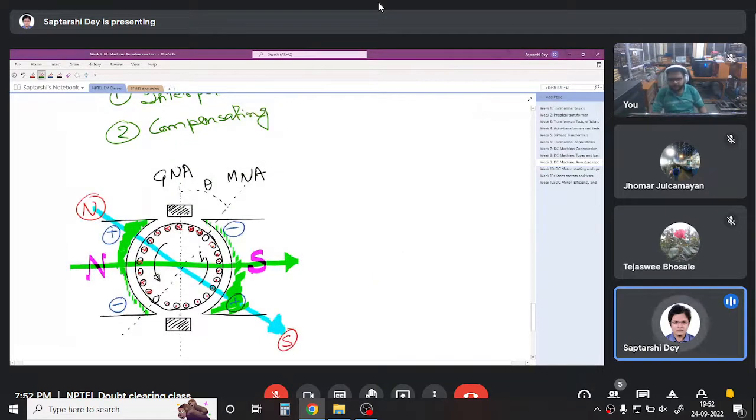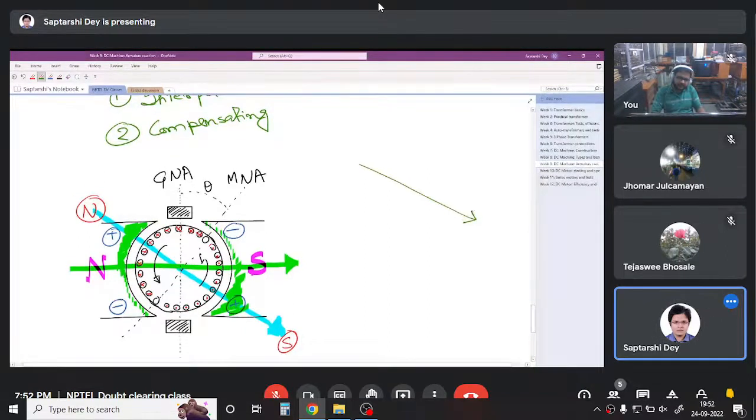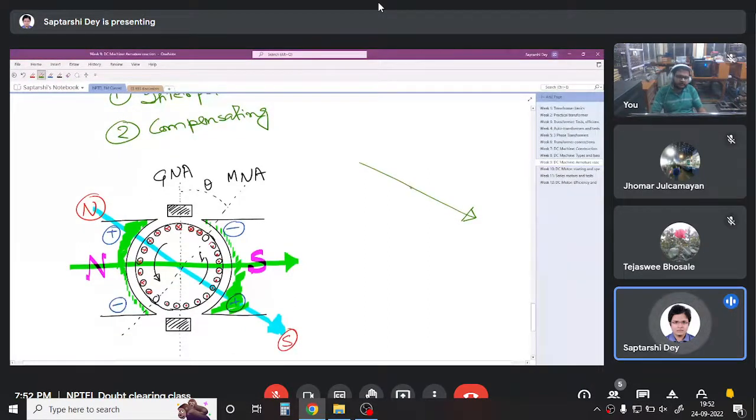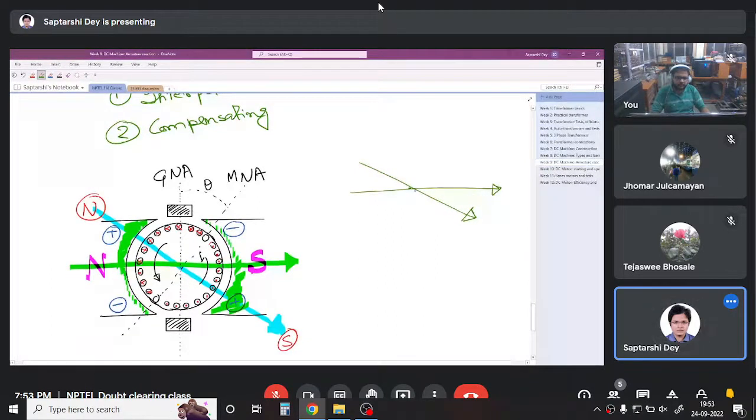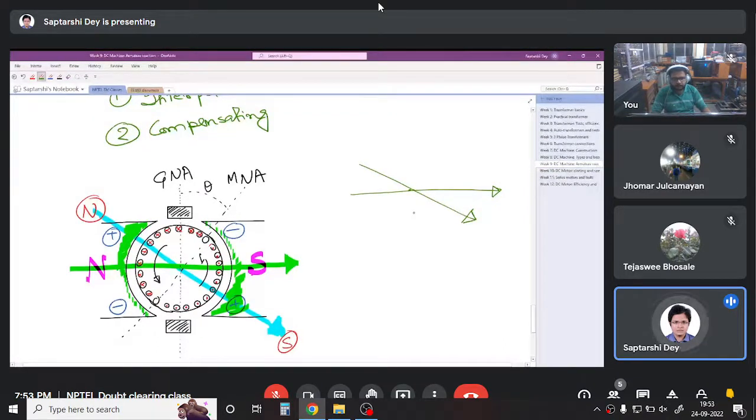You see, we had our brush here. Because of armature reaction, the magnetic field shifted in this direction, but we do not want it. We want it in the same direction. So I have a vector like this. I am not much concerned about its magnitude, but I want the vector to be here. So what should I do? I should give a vector. What is happening? Just a second.